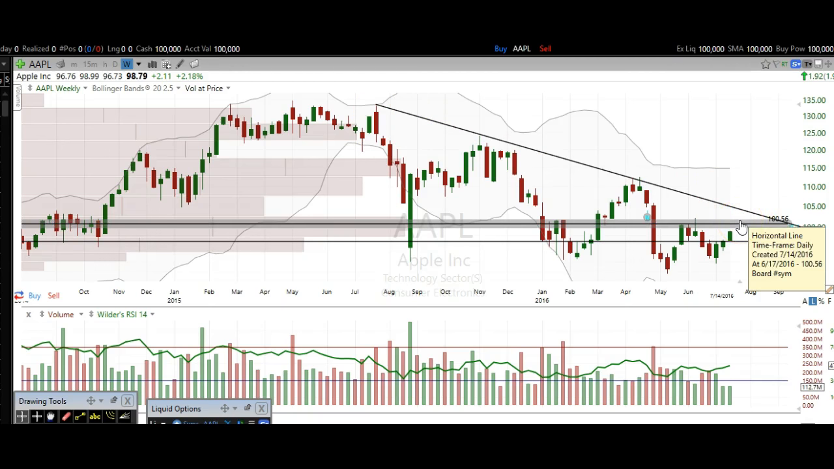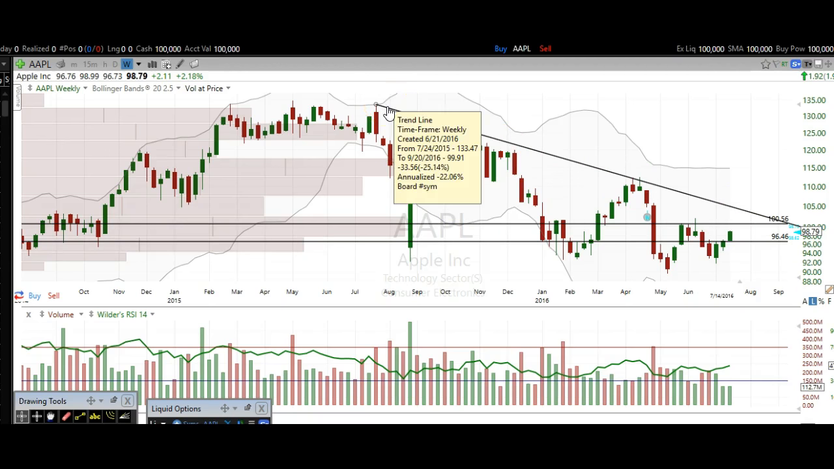Moving forward into a little bit distant future, if we end up breaking over that downtrend line, that's going to be a big breakout here for Apple. I don't want to get ahead of ourselves, but just something that you need to be aware of. But until that happens, we are in a downtrend since the middle of 2015.